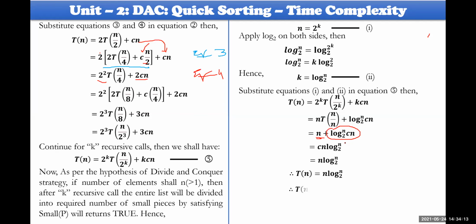Finally, we have n equal to big O of n log base 2 of n. In this way, you got it.